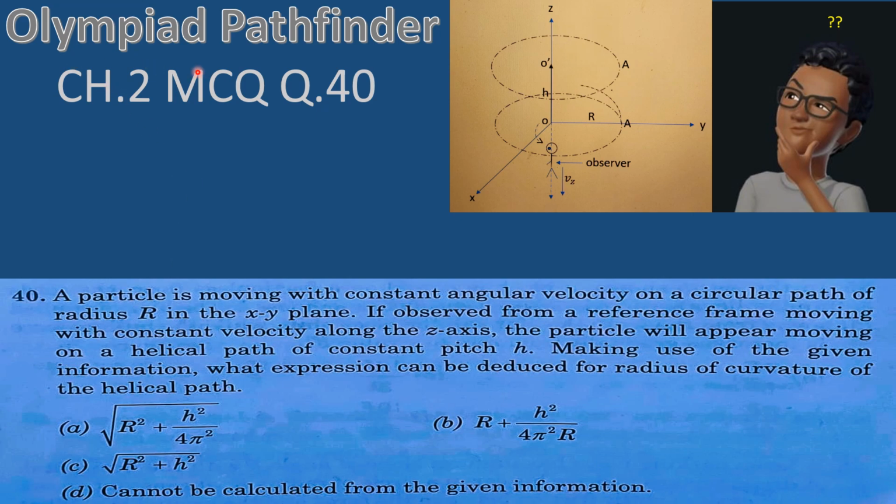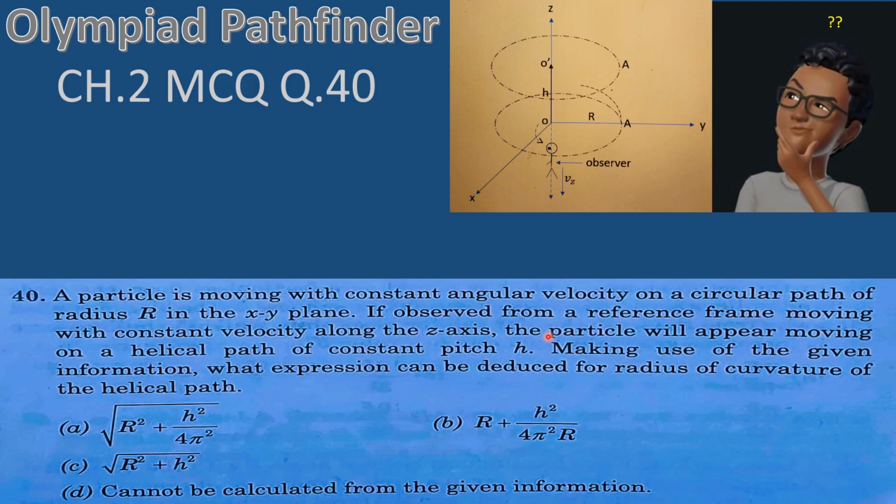This question is from Olympiad Pathfinder, Chapter 2, Multiple Choice Question number 40. A particle is moving with constant angular velocity on a circular path of radius r in the xy plane.